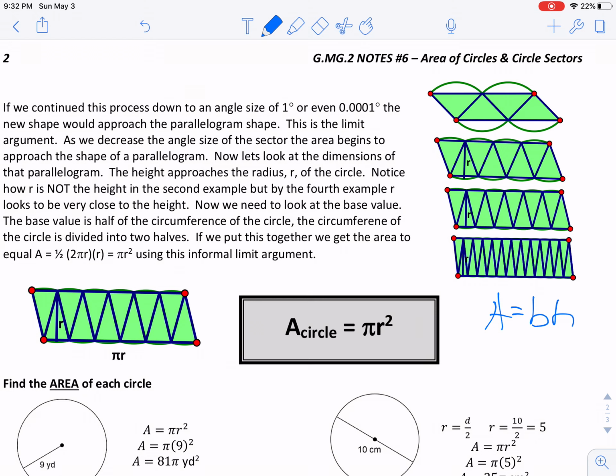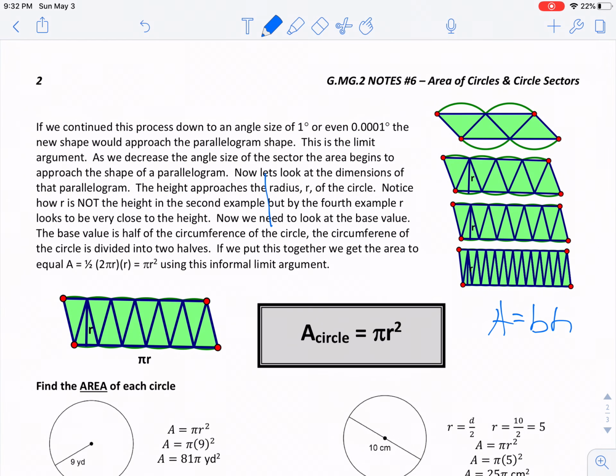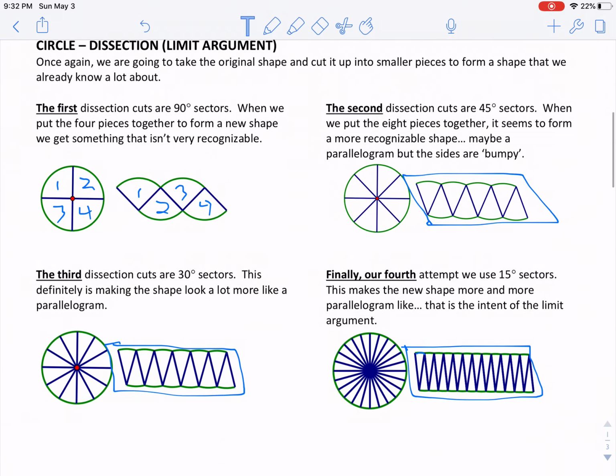As they break that circle up, I'm going to scroll back up for a second. I'm going to use the fourths. Notice this is the radius from the point to the middle part of the side. That's the radius. And the part up top is half the circumference. Now we're going to scroll back down here. Our height is still the radius.